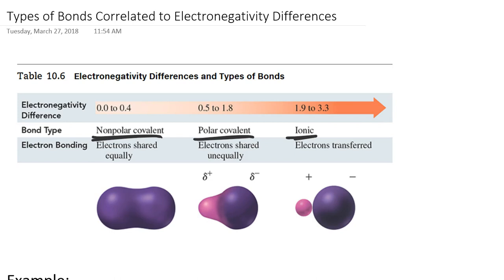Now notice I can correlate the electronegativity difference to each type of bond. So if my electronegativity difference, which is essentially just the absolute value of the difference between the two electronegativity values, is between 0 to 0.4, then my bond is nonpolar covalent. If I have an electronegativity difference of 0.5 to 1.8, then my bond is polar covalent. And that would mean that the electrons are shared unequally. Notice that when that happens, basically the atom that has the lower electronegativity develops what we call a partial positive charge.